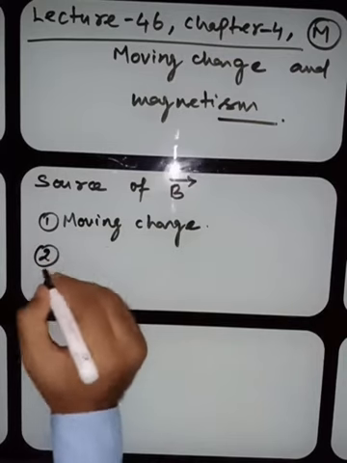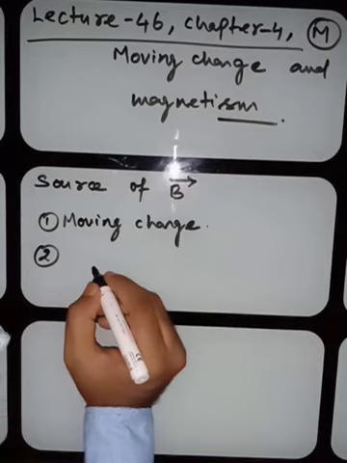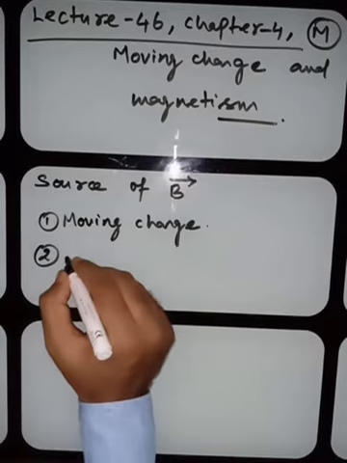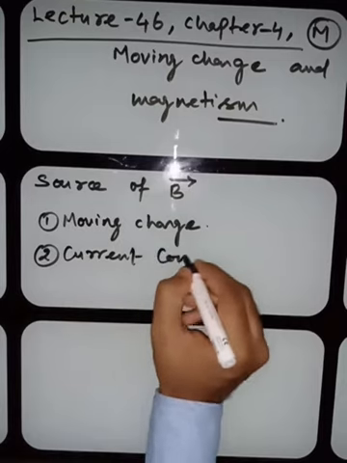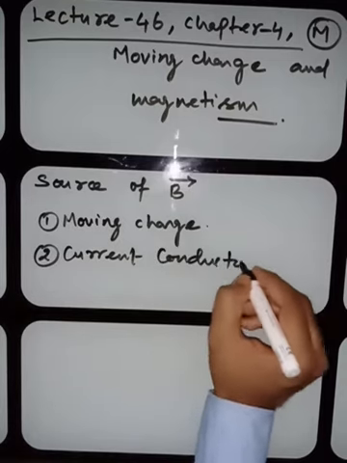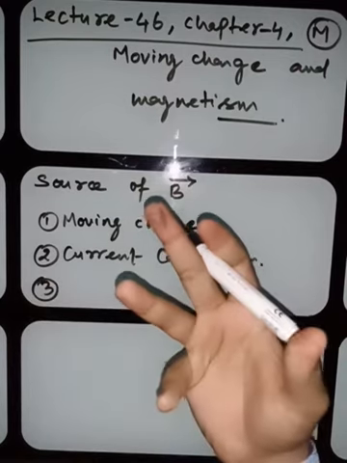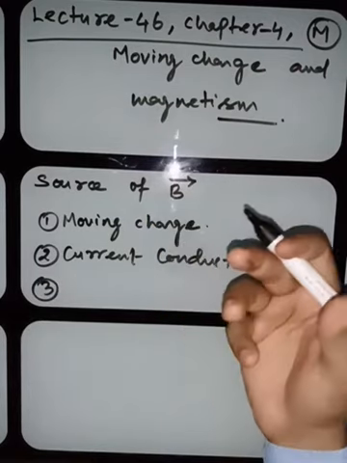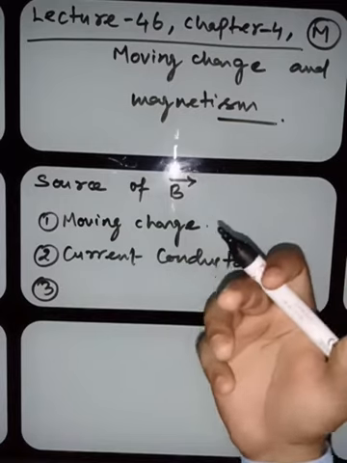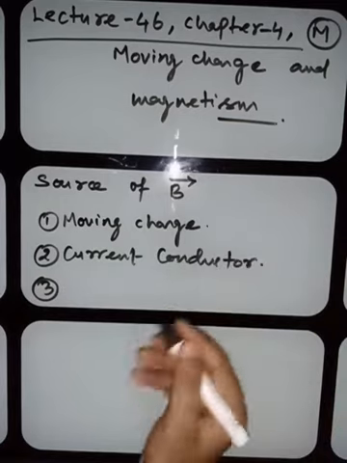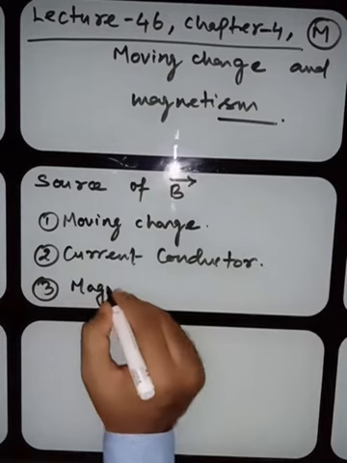The second source, what is the second source? Right now I have discussed the current carrying conductor. So current carrying conductor is the second source. And the third one is the magnet itself. It might be a natural magnet, called lodestone, or an artificial magnet like the horseshoe magnet, C-shaped magnet, S-shaped magnet, ring magnet, whatever. So magnetic material.